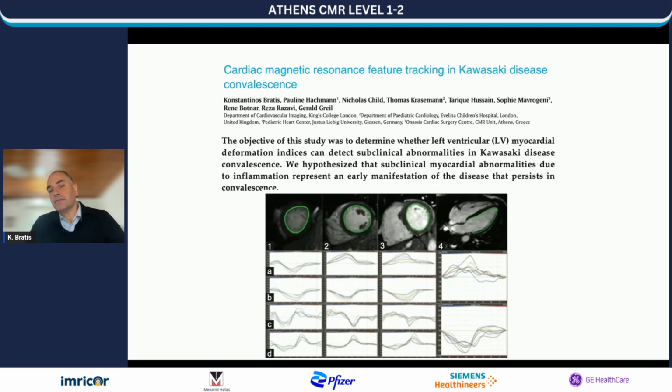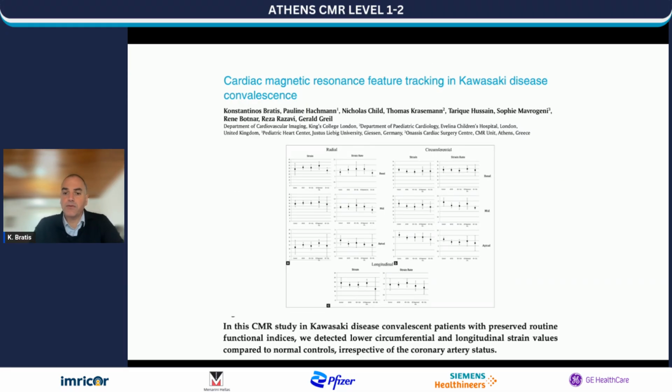But also, at the subclinical level, our team managed to demonstrate a few years ago with the application of CMR feature tracking, so sort of a strain analysis. This is a CMR-based strain analysis, where in patients with previous Kawasaki disease and preserved ejection fraction, we demonstrated that circumferential and longitudinal function were affected, irrespective of the coronary artery status, irrespective of whether there were residual lesions or not.